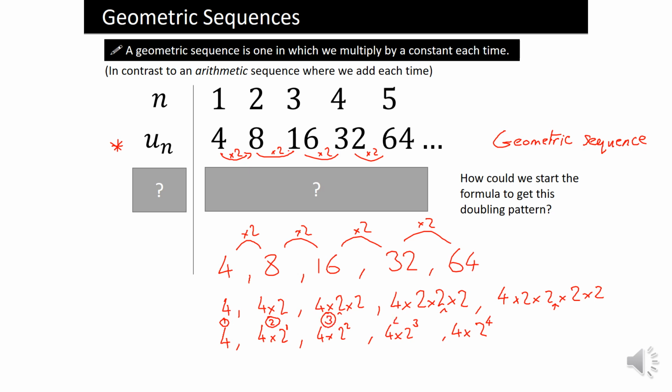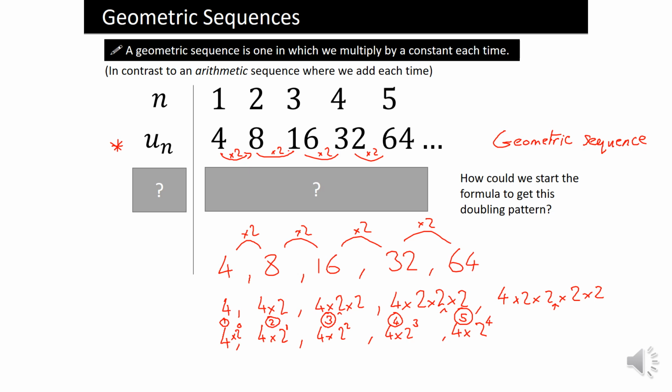3, position 4, position 5. So I want you now to look at the position in the sequence, and then look at the power of 2 that it's got with it. Remember for this first one, 2 to the power of 0 is 1, so we could also write this as 4 times 2 to the 0 if you wanted. So what's the connection between the position and the power of 2?